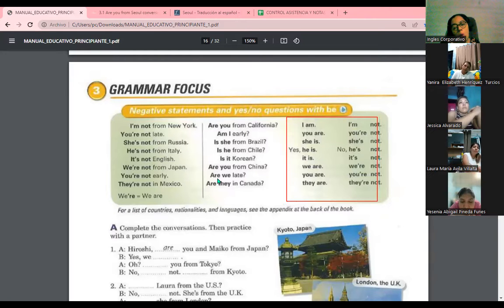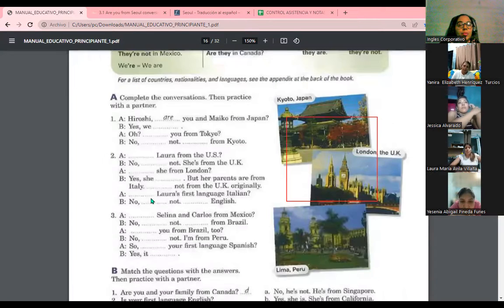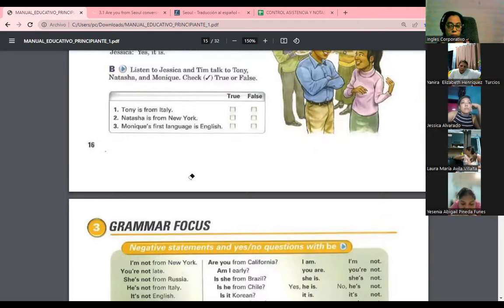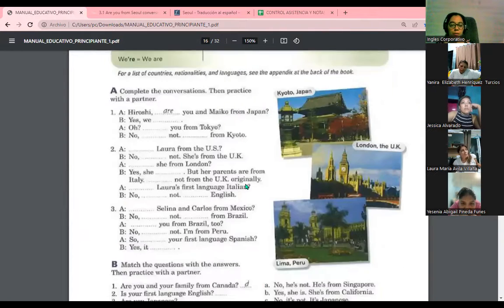Ahora, now we are going to do... Espérenme que no cerró el cuadrito. Okay. Ahora vamos a hacer el exercise, ¿sí? Ok, usted dice, por ejemplo. Espérame que no se ve, ahora sí. Ok, for example, read the first one.